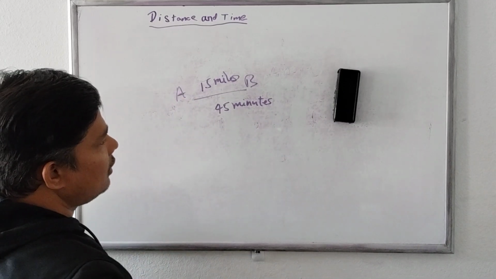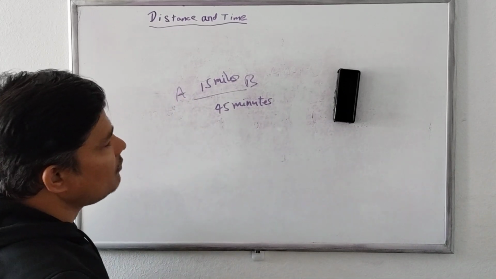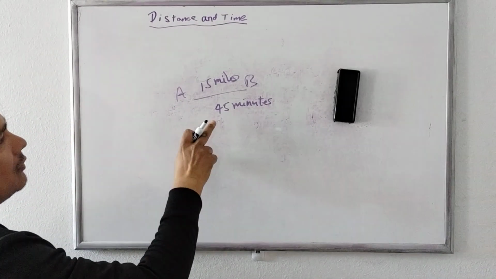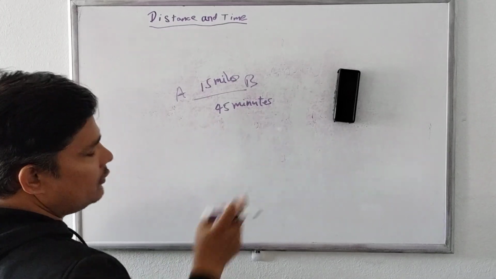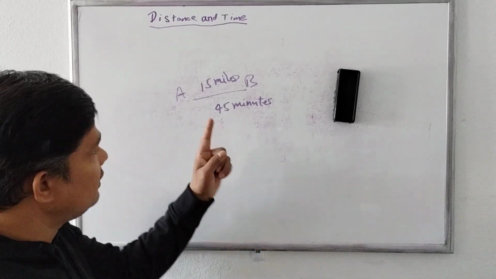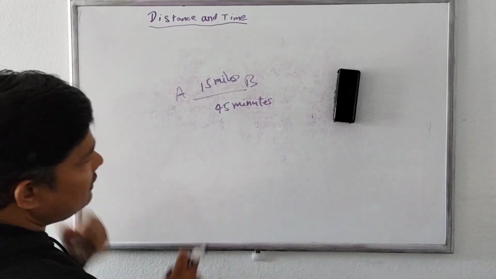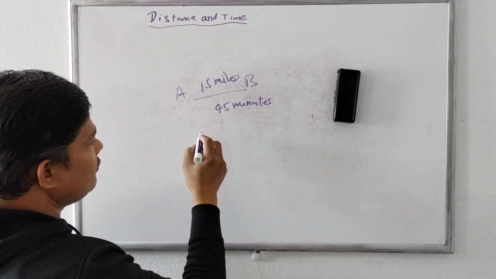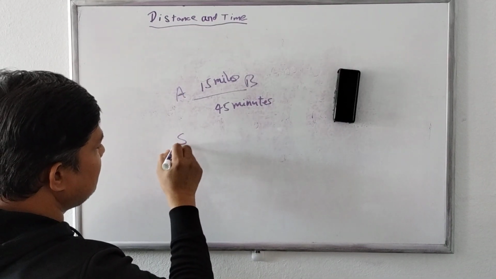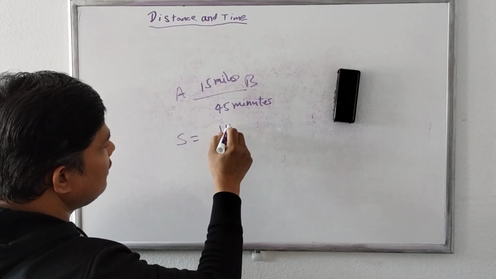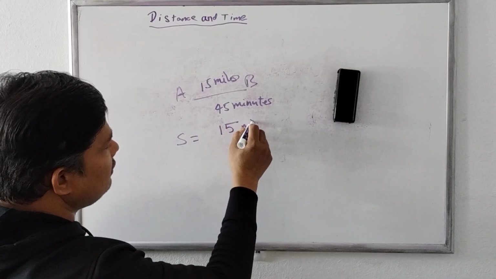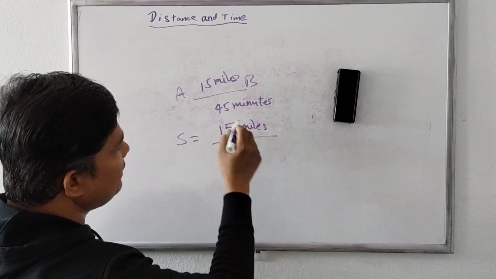Okay, so now if I ask you how many miles you can travel if you drive for 2 hours instead of 45 minutes. So you know, 15 miles took 45 minutes. So what you will do, you'll find the speed. Let's say speed is S, then speed will be distance divided by time. Distance is in miles and time is in minutes.